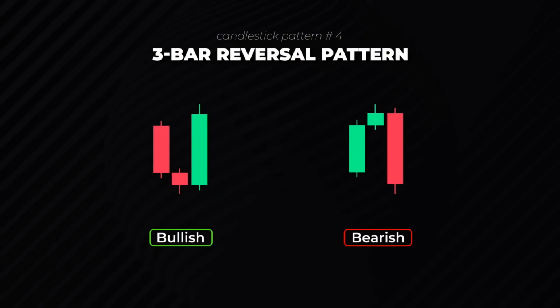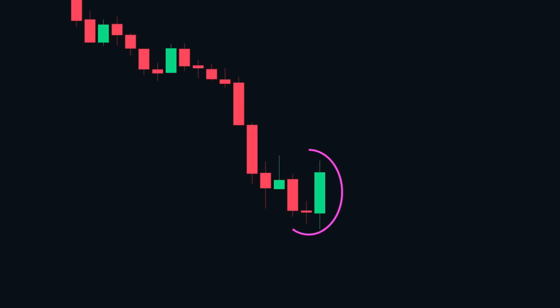As the name suggests, whenever you see this type of pattern on a chart, it signals a possible reversal of the existing trend. For example, during a downtrend, if you see a bullish 3-bar reversal pattern forming, it signals that the trend might reverse upward. To trade this, you can enter a buy position at the closing price of the third candle and place your stop loss at the lows of the second candle.